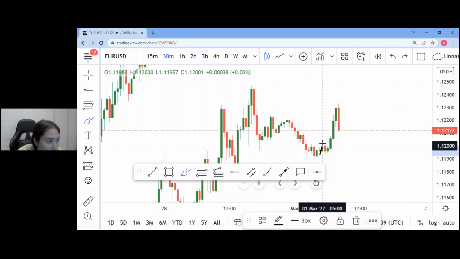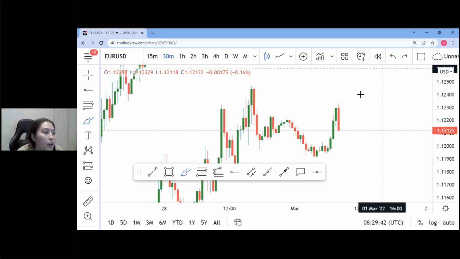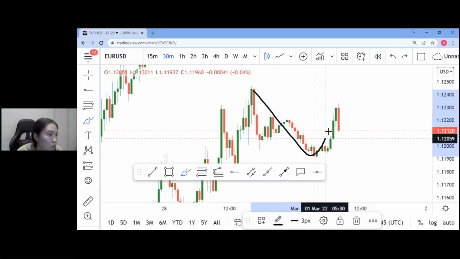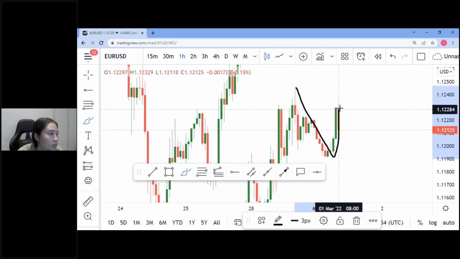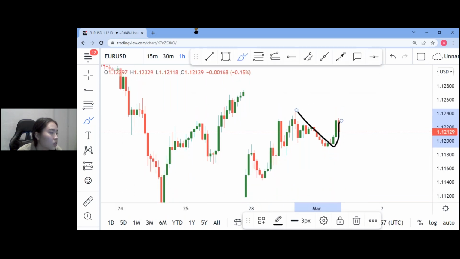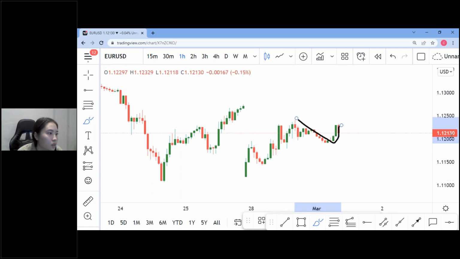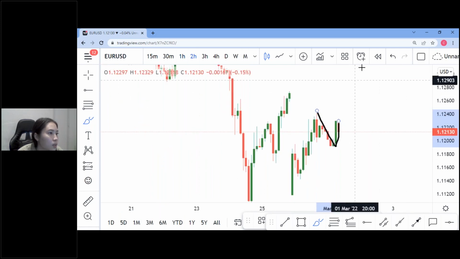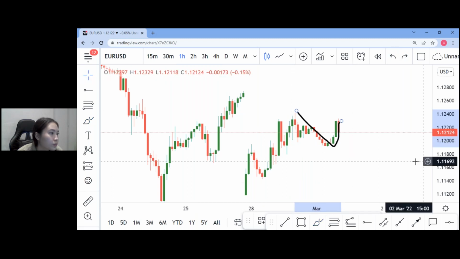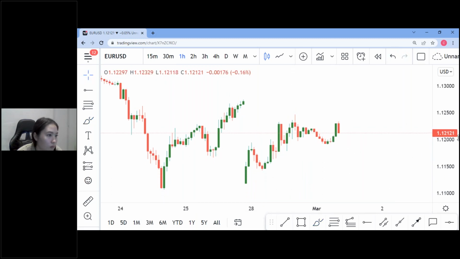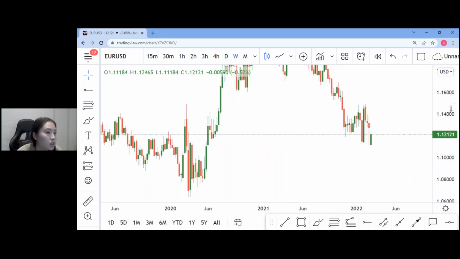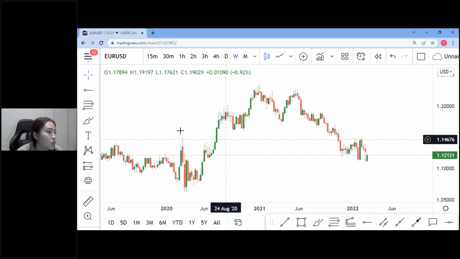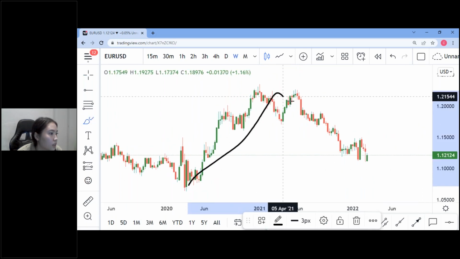So on the smaller scale, this is a Fibonacci retracement. But if we're looking on a bigger scale, this is also a Fibonacci retracement. You see that? Okay, let's look at another time frame. This is a Fibonacci retracement as well. On the bigger time frame, yeah, that's a Fibonacci retracement. That's a Fibonacci retracement. Let's see on the weekly. Even on the weekly, there's a Fibonacci retracement. This is the V.